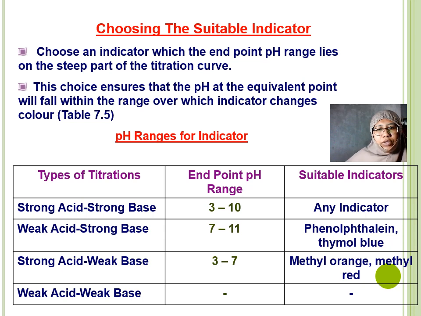For strong acid and strong base, we need the pH range from 3 to 10. Basically, we can use any indicator. But for weak acid and strong base, 7-11, we can use phenolphthalein and thymol blue. For strong acid and weak base, 3 to 7, we can use methyl orange and methyl red.